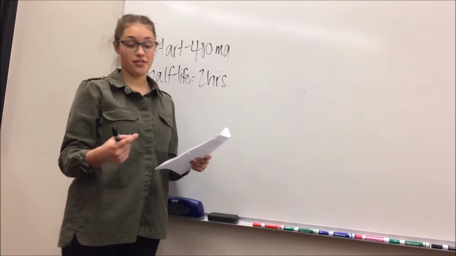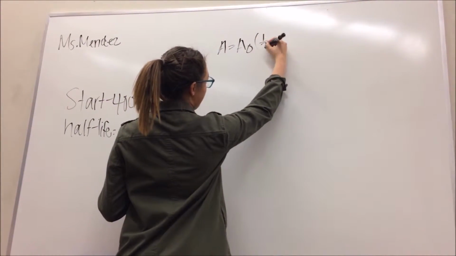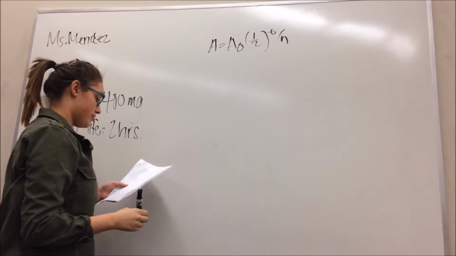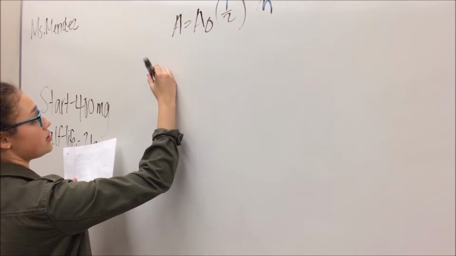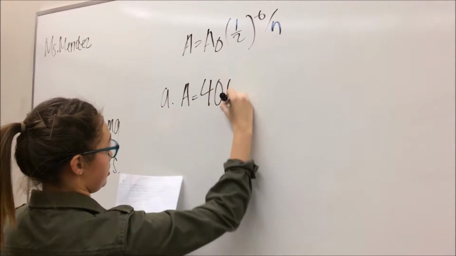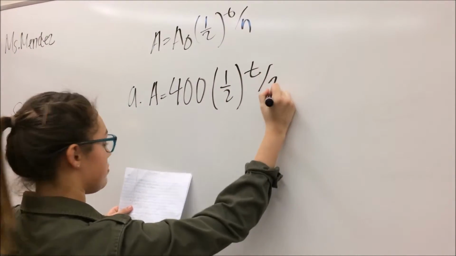So then you're going to plug it into the formula. Remember, A equals A sub 0 times 1/2 to the T over H. So part A: A equals 400, which is your start amount, times 1/2 to the T over 2.